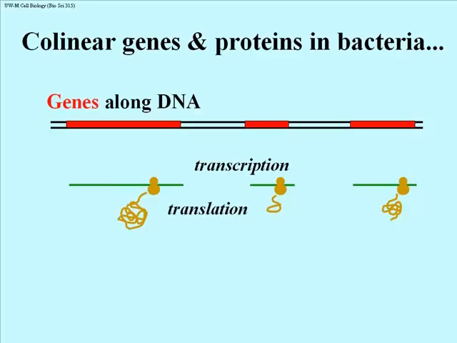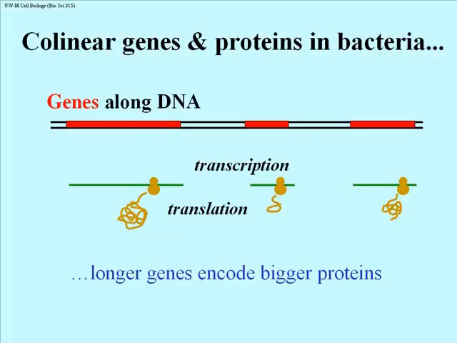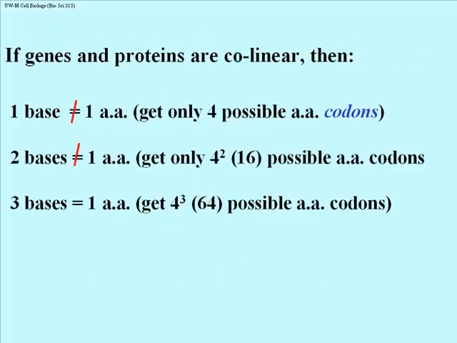So here we see 3 genes of different length along a double helical DNA molecule, transcribed into 3 different length green mRNAs, and then translated into 3 different length polypeptides that have now folded up. So in other words, longer genes encode bigger proteins. So if genes and proteins are indeed collinear, one is free to speculate as follows.